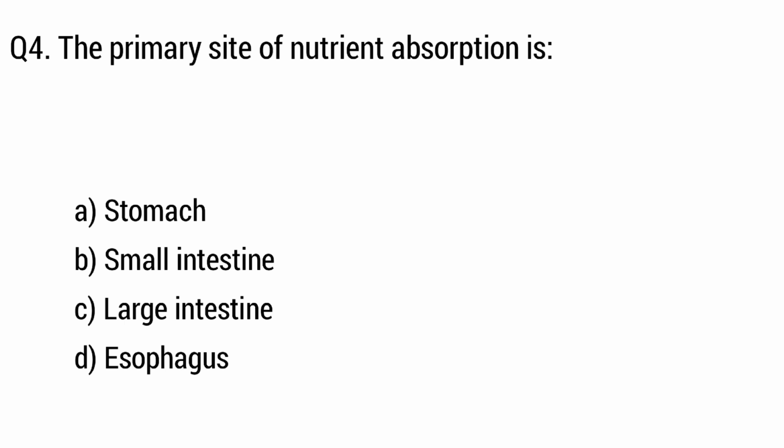Question 4. The primary site of nutrient absorption is option A. Stomach, B. Small intestine, C. Large intestine, D. Esophagus. But the right answer is option B. Small intestine.